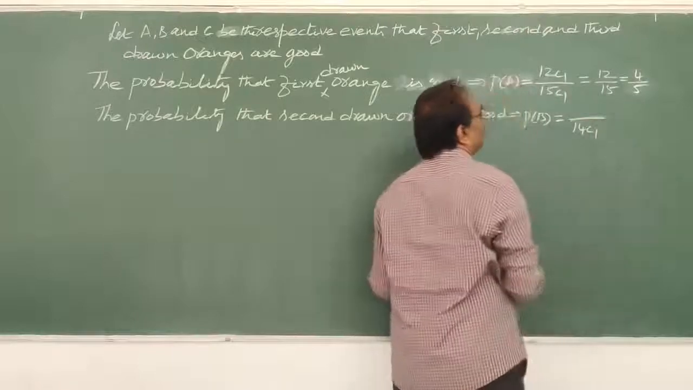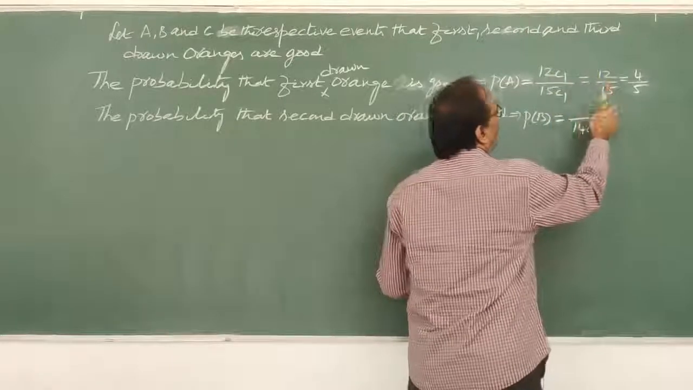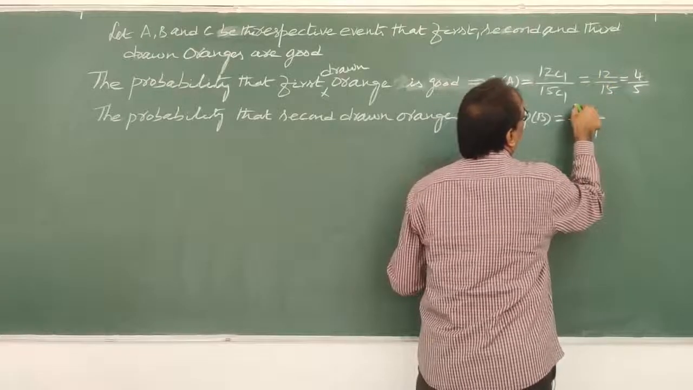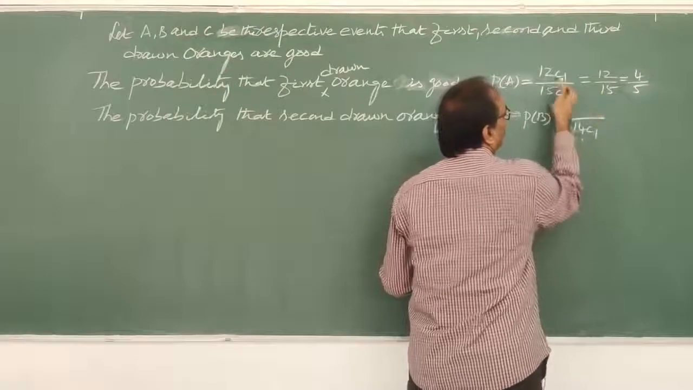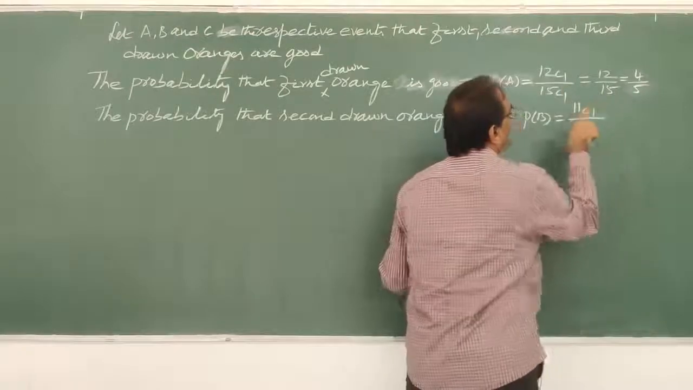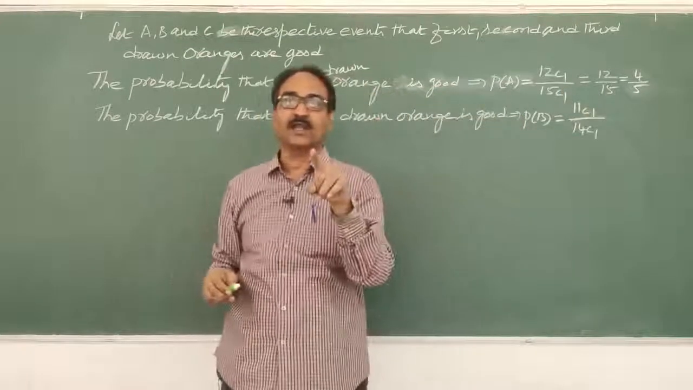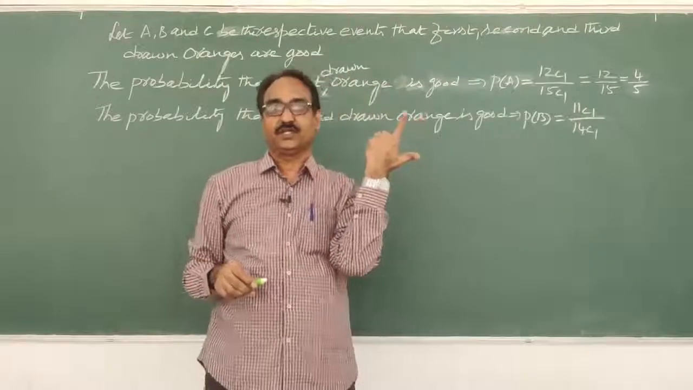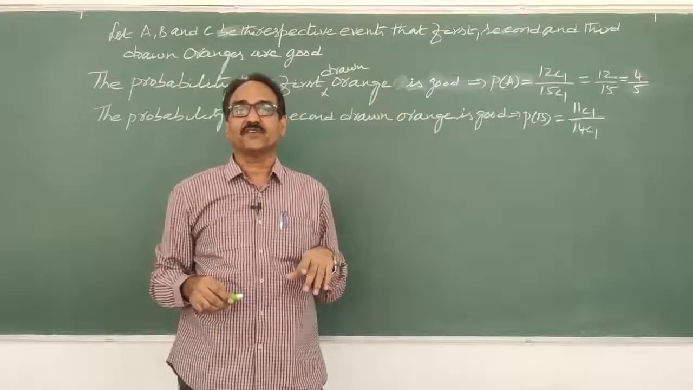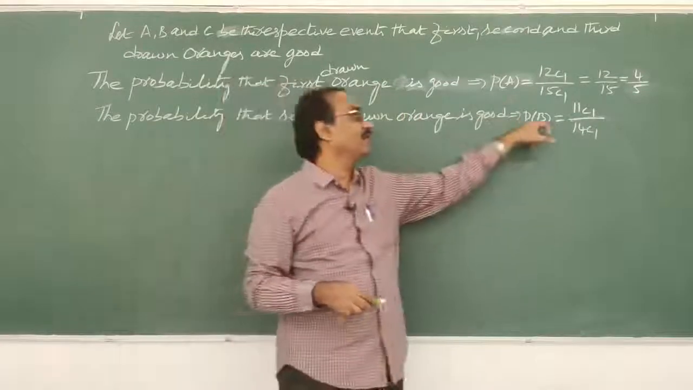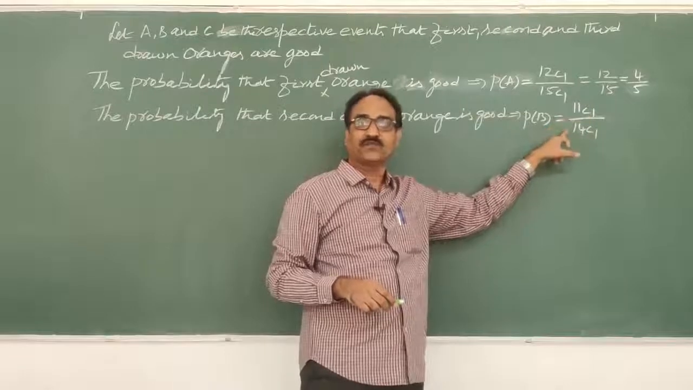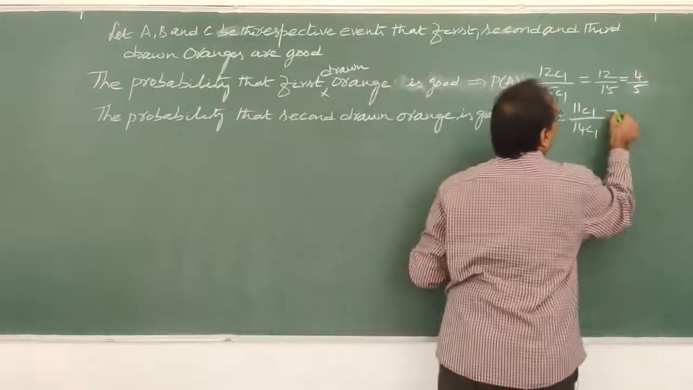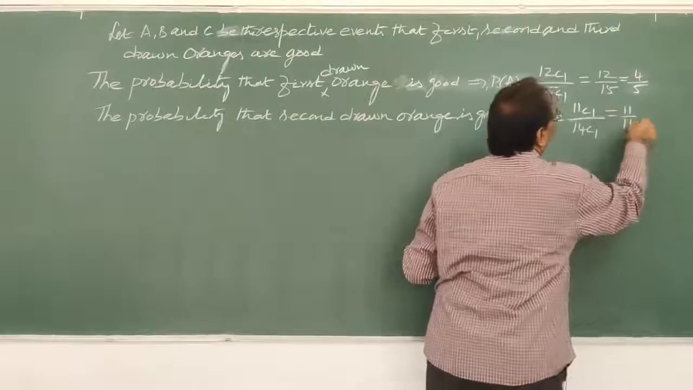So 14 C1. In the similar manner, how many oranges are there in the numerator? Here 14 is total, so good oranges will be 11 C1. Why did you write 11? Already in the first draw you took out one good orange. Therefore how many good oranges are left over? Only 11. So out of 11 one good orange comes, and in total also one is gone, so 15 becomes 14 C1. So therefore it is nothing but 11 by 14.